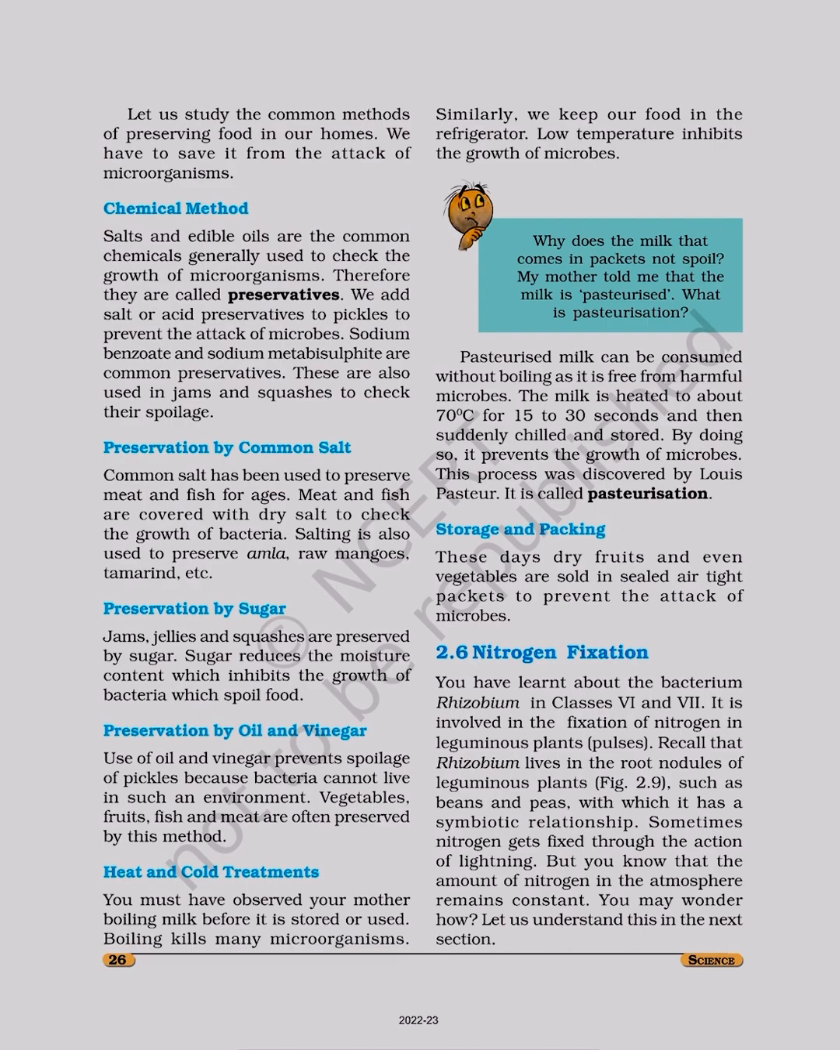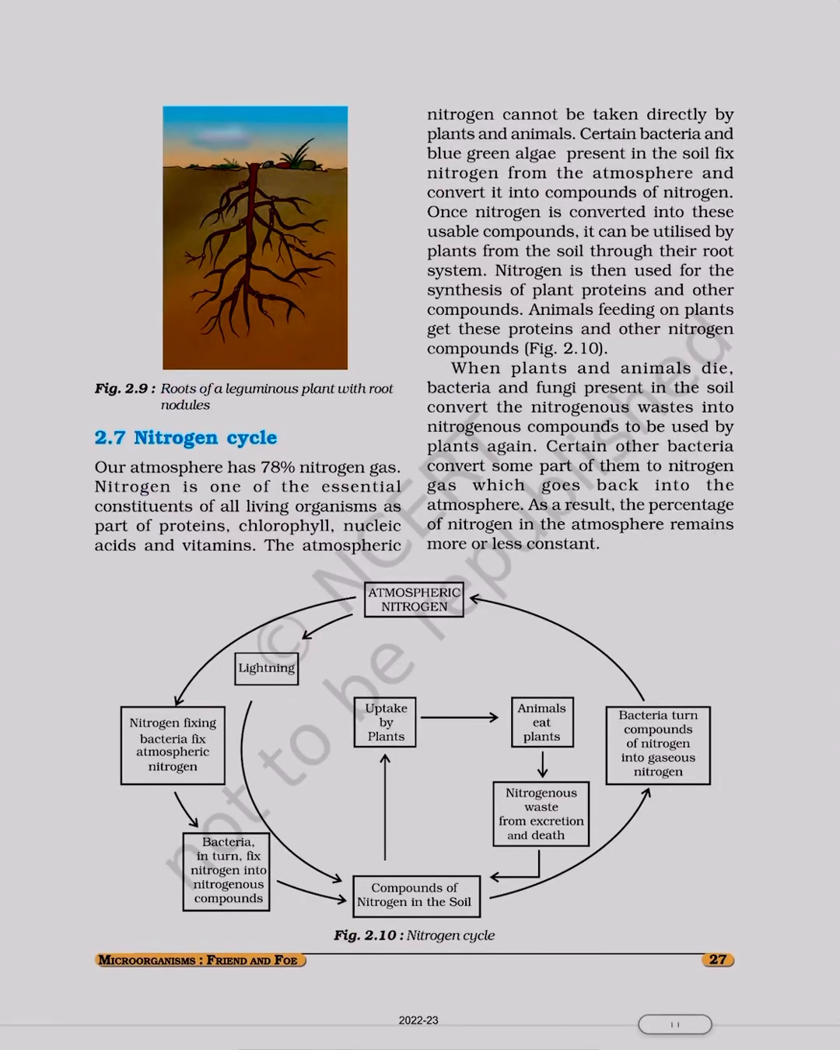2.6 Nitrogen fixation. You have learned about the bacterium rhizobium in class 6th and 7th. It is involved in the fixation of nitrogen in the leguminous plants, pulses. Recall that rhizobium lives in the root nodules of leguminous plants, figure 2.9, such as beans and peas, with which it has a symbiotic relationship. Sometimes nitrogen gets fixed through the action of lightning, but you know that the amount of nitrogen in the atmosphere remains constant. You may wonder how. Let us understand this in the next section.